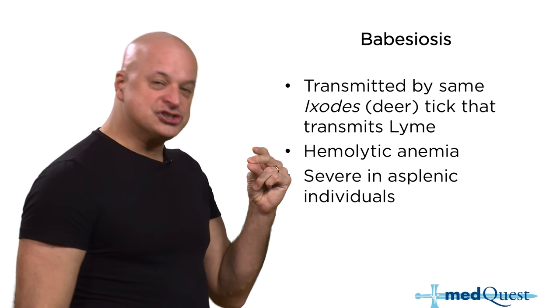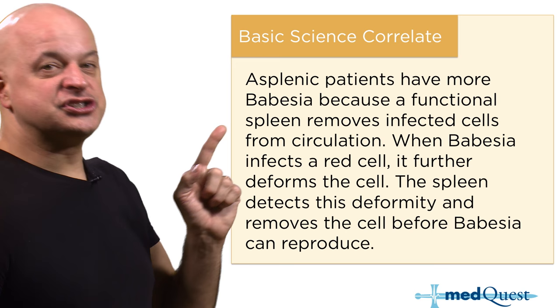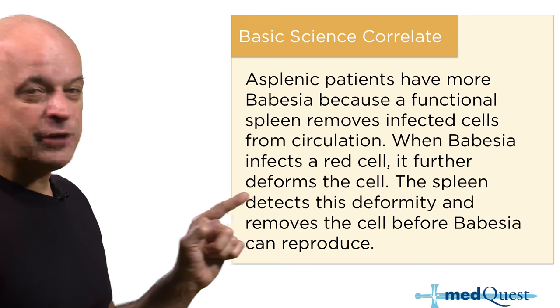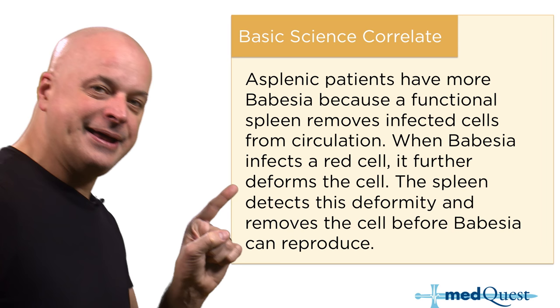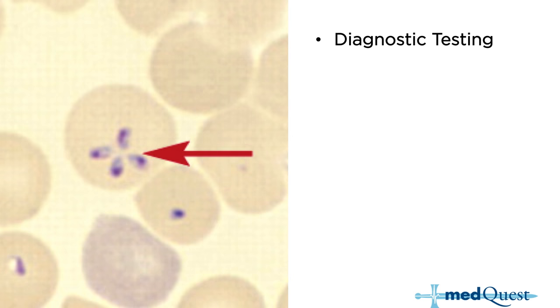That's why asplenic patients have a problem with Babesia. Asplenic patients have more Babesia because the spleen removes infected cells. When the spleen sees that red cell with Babesia, the Babesia deforms and puts a bump on the side of the red cell, which the spleen can detect and remove before it reproduces. And this is the so-called Maltese cross of the red cell with Babesia.